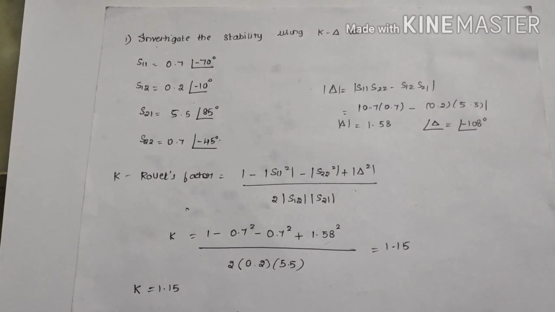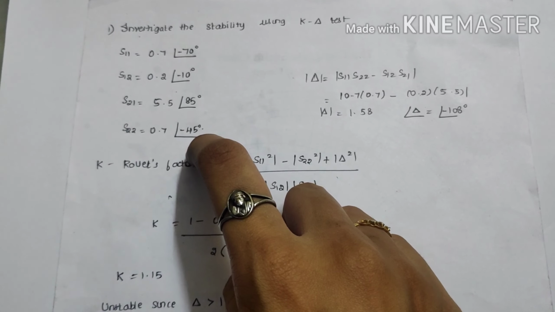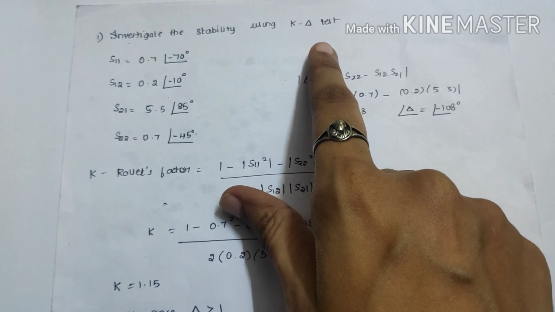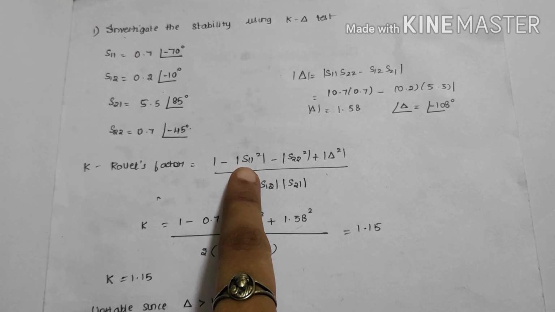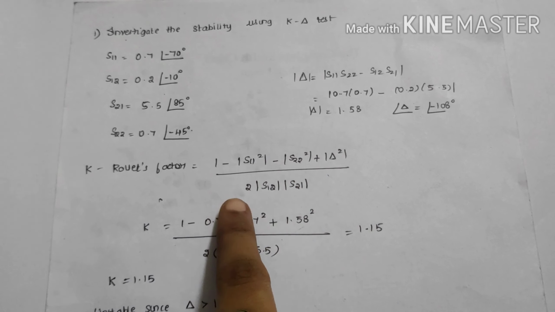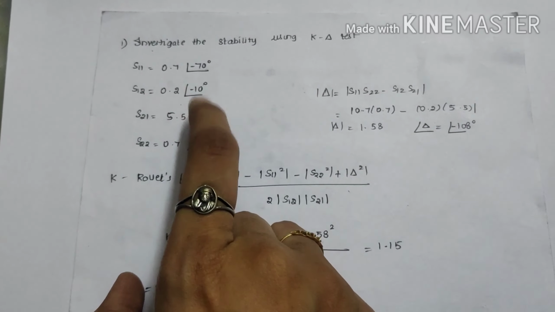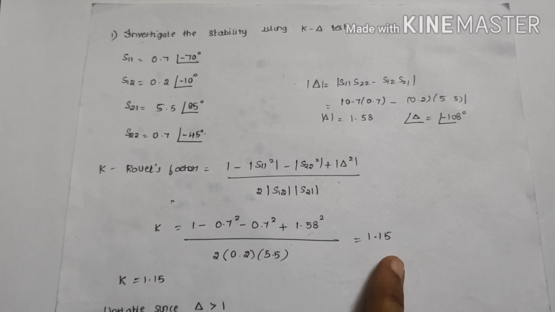So in our problems, the 4 S parameters such as S11, S12, S21 and S22 will be given. We will be asked to investigate the stability using the K-del test. K is the Rollett's factor. It is given by 1 minus mod S11 square minus mod S22 square plus mod del square, divided by 2 into S12 S21. Modulus means take the magnitude alone, no need to consider the angle part. So substitute the values and find the value of K.